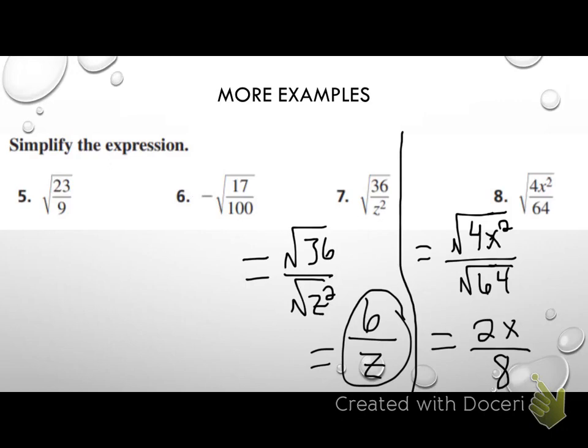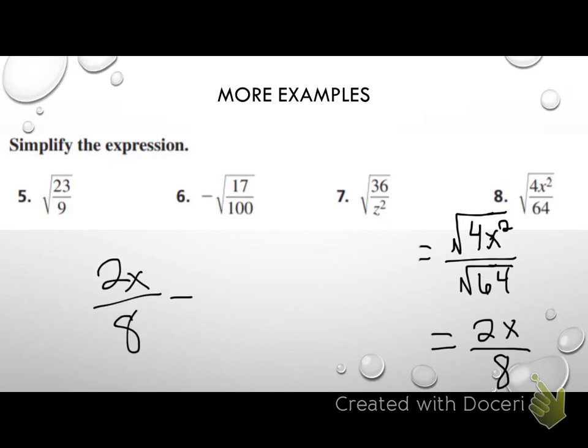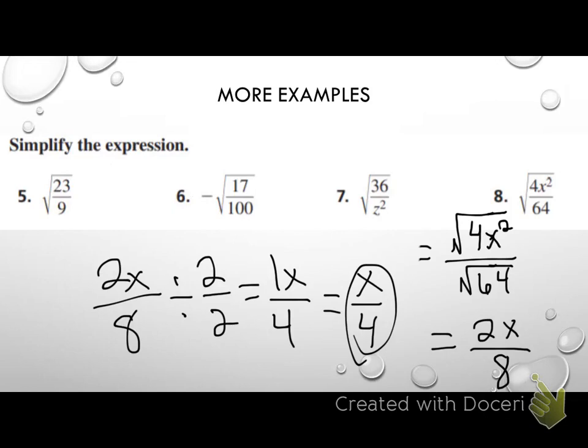Now don't stop there. We always want to make sure our fraction is in simplest form. This fraction that we got is not in simplest form. If I have 2x over 8, 2 and 8 are both divisible by 2, so I need to go ahead and do that. 2 divided by 2 is 1, so I get 1x. 8 divided by 2 is 4, so I just get 1x over 4, or just x over 4 for my answer on number 8.